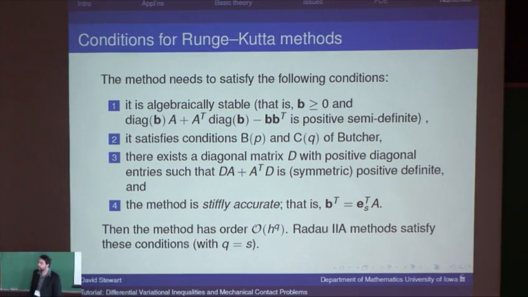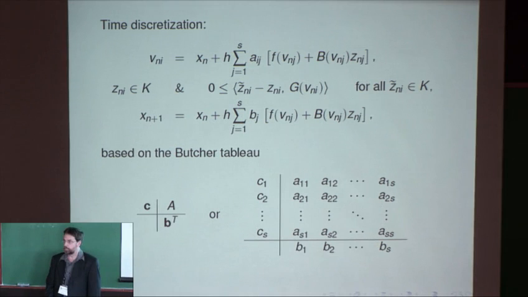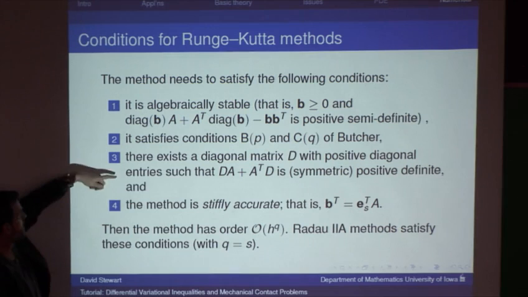Which method is guaranteed to solve the time discretized problem? The Radau IIA methods can do it. The discrete problem is solvable for this, provided we have strong monotonicity. Yeah, that's why we need this condition here. That condition is needed.